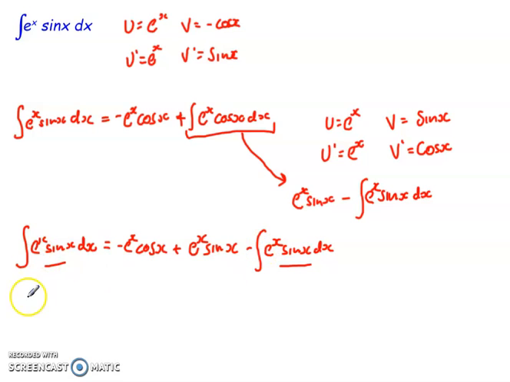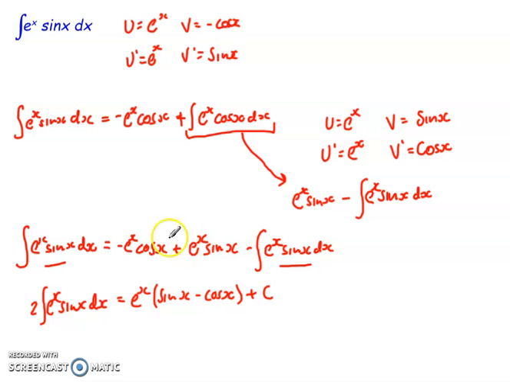So if I shift this across here, I get 2 times the integral of e to the x sine x dx equals e to the x bracket sine x minus cos x plus c. All I've done here is taken e to the x out as a common factor and put it so it's sine minus cos, so I don't start with a negative.